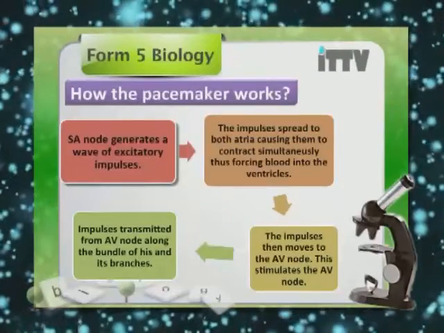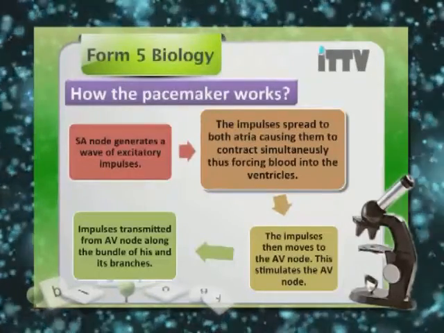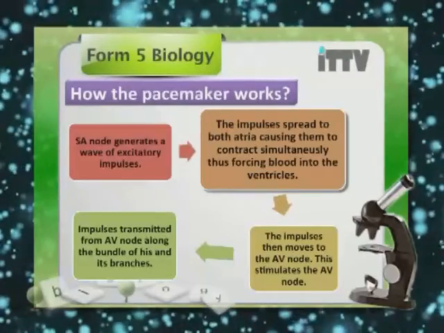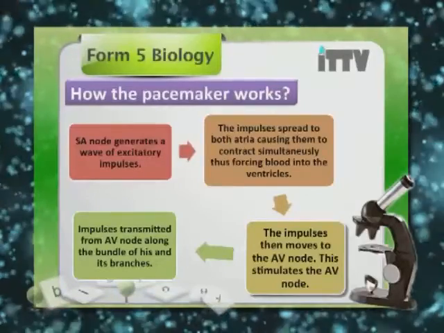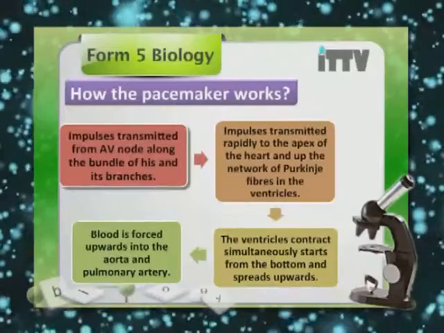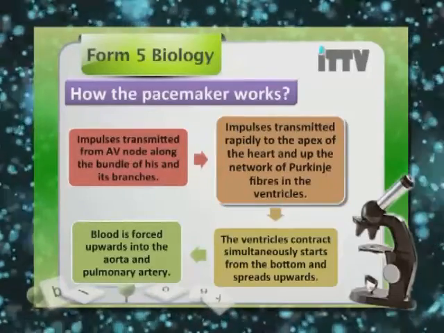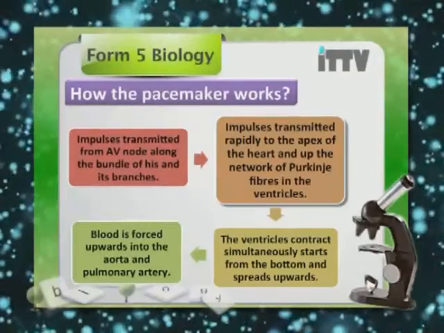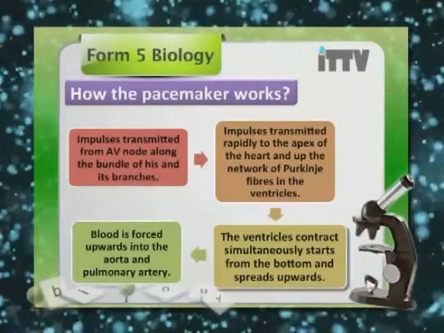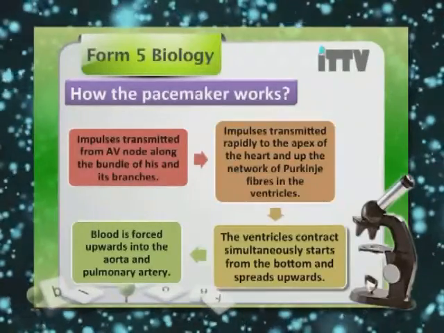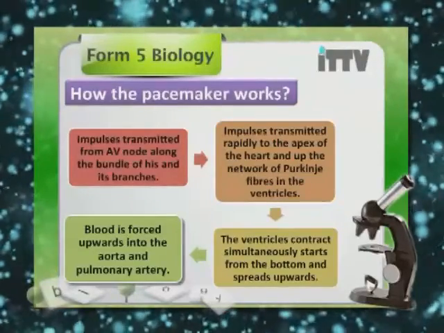The sinoatrial node generates a wave of excitatory impulses. These impulses spread to both atria, causing them to contract simultaneously, thus forcing the blood into the ventricles. The impulse then moves to the AV node, or the atrioventricular node, and this stimulates the AV node. Impulses transmitted from the AV node travel along the bundle of His and its branches and are rapidly transmitted to the apex of the heart and up the network of Purkinje fibers in the ventricles. This causes the ventricles to contract simultaneously, spreading upwards from the bottom. Thus, the blood is forced upwards into the aorta and pulmonary artery.